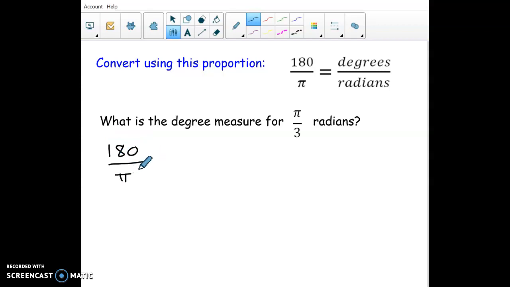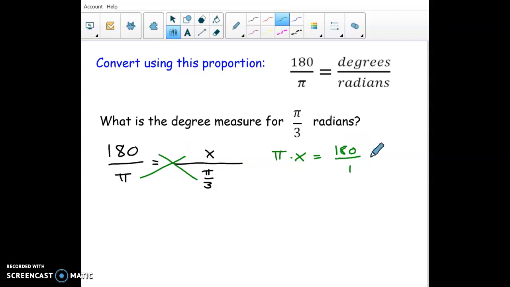Okay, so it's the same setup. 180 degrees is pi radians, but this time we know the radians is pi over 3, but we don't know the degrees x. Okay, so same thing. We're going to do cross products. We just got a goofy fraction here, but that should be okay. So we've got pi times x, and then in the other one we've got 180 times pi over 3.